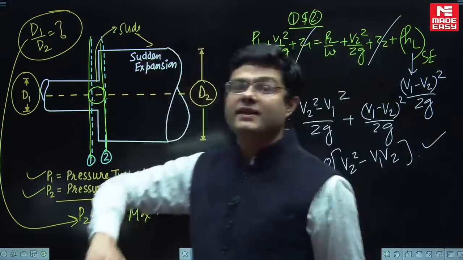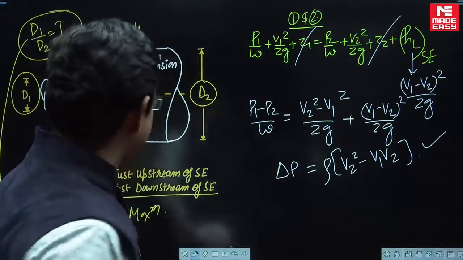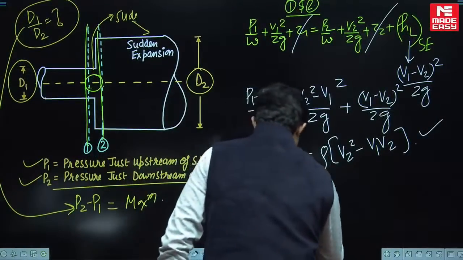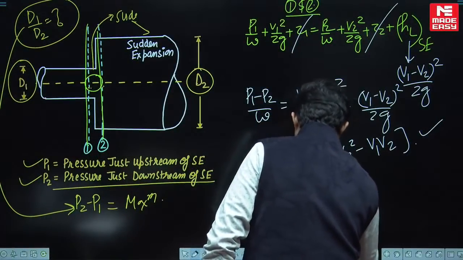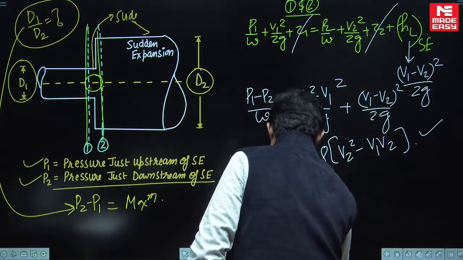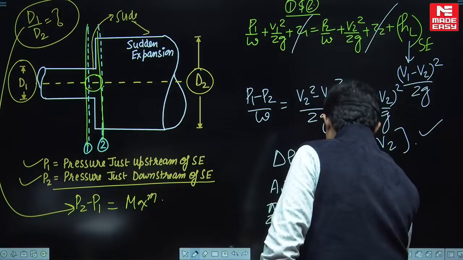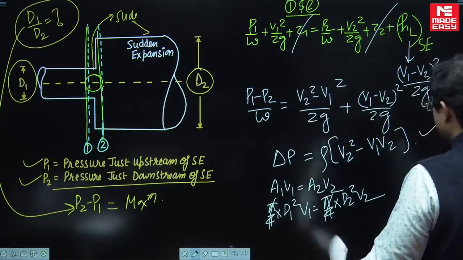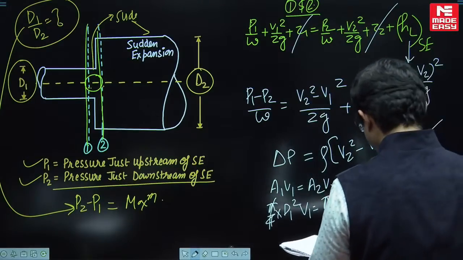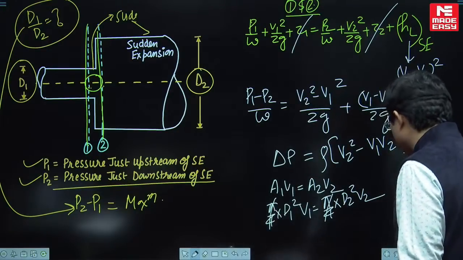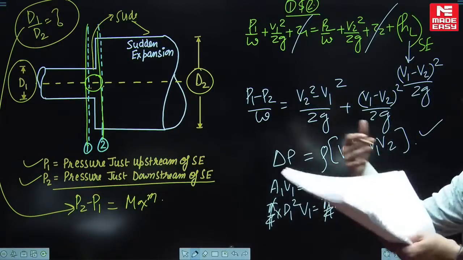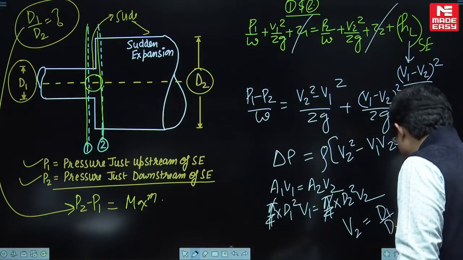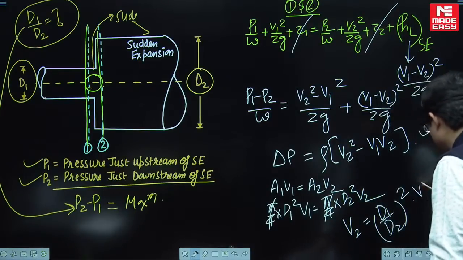You need to maximize this change in pressure, but with respect to diameter. So how to convert these velocities in terms of diameter? Go for continuity equation. A1 V1 is equal to A2 V2. So therefore pi by 4 into D1 square into V1 is equal to pi by 4 into D2 square into V2. So pi by 4 is gone. Can you find the value of D1 by D2 from here? Yes, you can find out. Or simply you need to replace V2. So find the value of V2. So V2 will be (D1 by D2) square into V1.